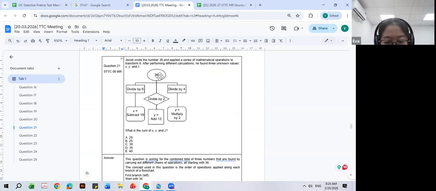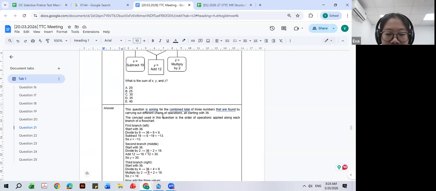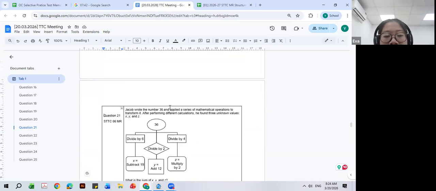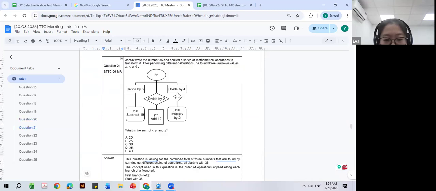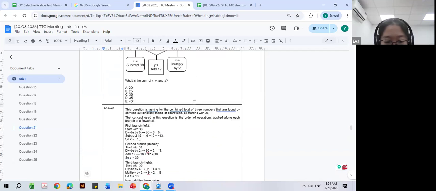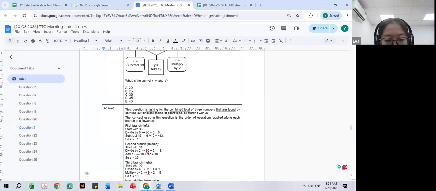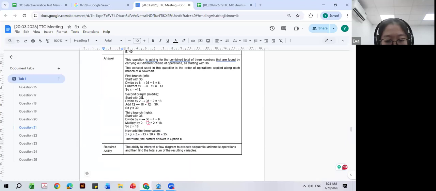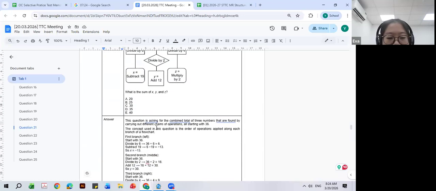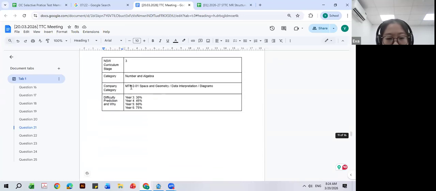We take 36 divided by 2 and add 12. We have y is 30. Then we find z. We take 36 divided by 4 and multiply by 2. Then we have z is 18. So we find the sum by taking all the values of x, y, and z together, which is 35. The correct answer is option D. Common category MT6201 Space and Geometry Data Interpretation Diagram.